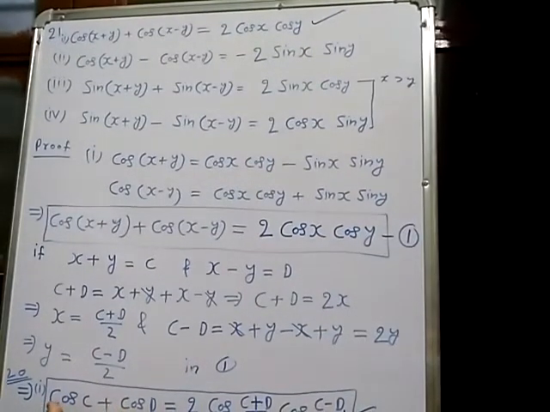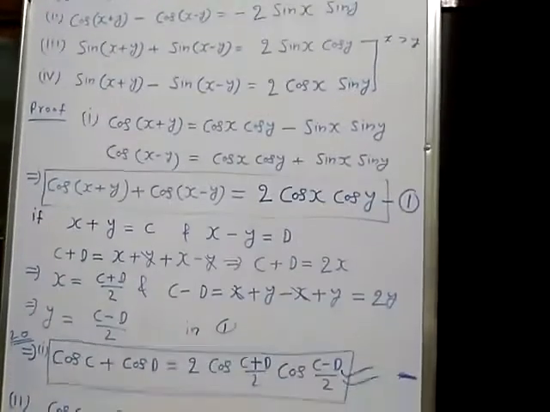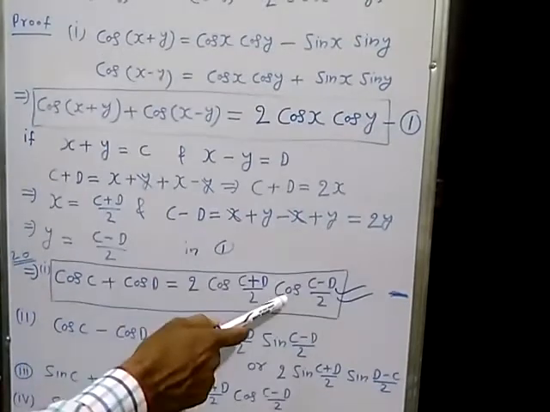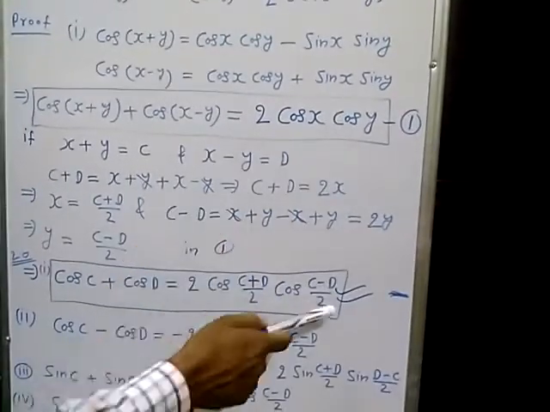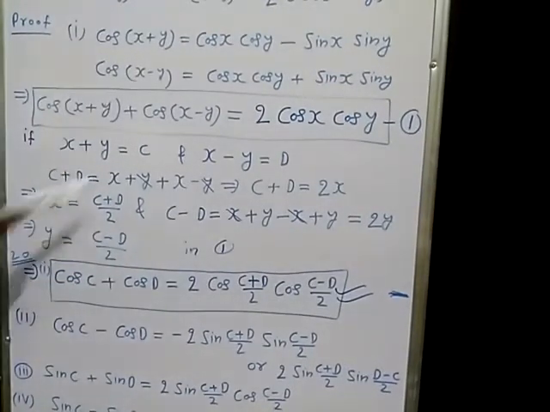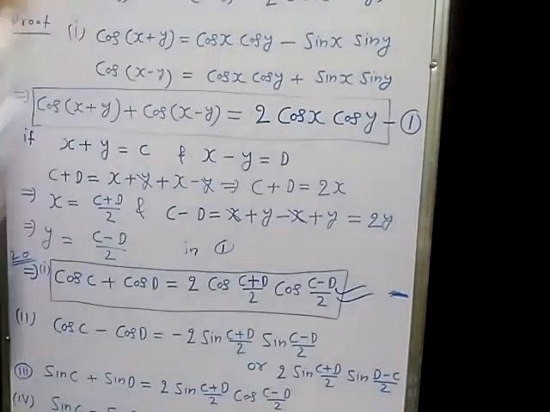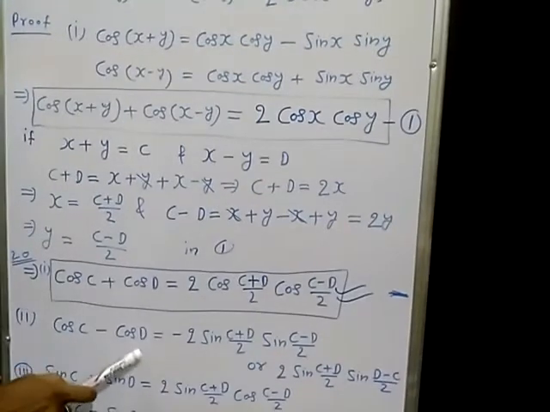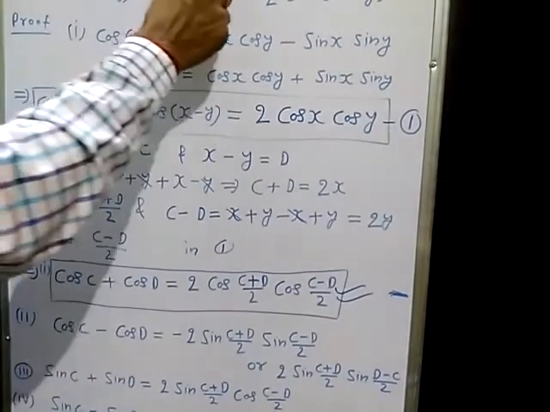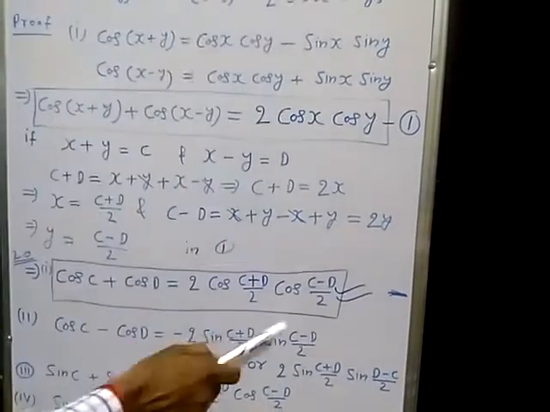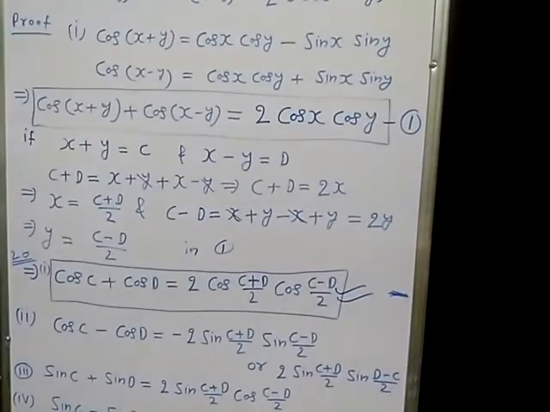So cos C plus cos D is equal to twice of cos (C plus D) by 2 into cos (C minus D) by 2, that I gave yesterday. It is its proof. So in this way you can prove this identity. And if I put these values in the second, it becomes cos C minus cos D is equal to minus 2 sine (C plus D) by 2 into sine (C minus D) by 2. Is it correct?